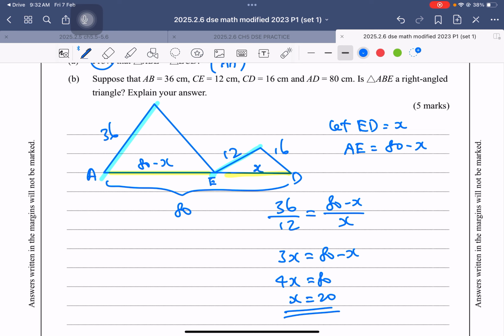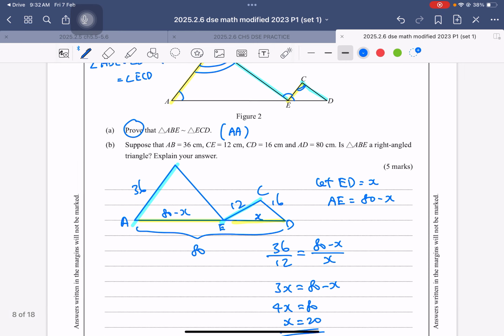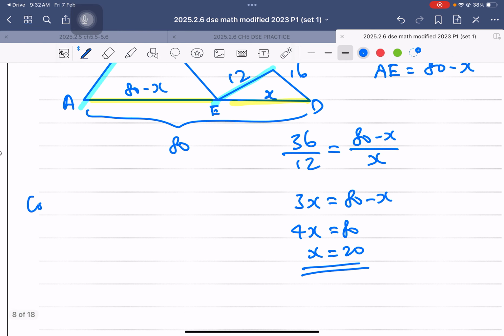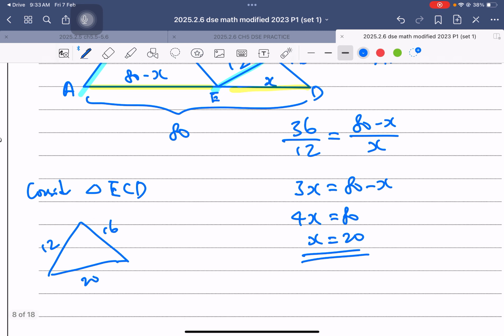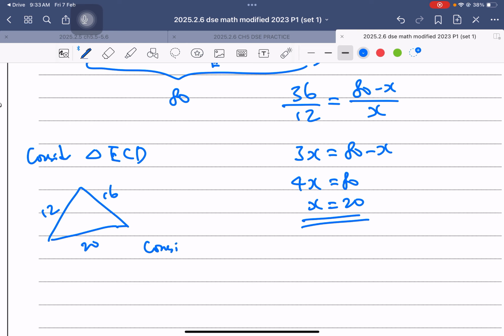So now we can consider the triangle ECD. We draw it out. This is 12, this is 16, this is 20. How do you prove this is the right angle? Converse of the Pythagoras theorem. What you need to write is we consider 12 squared plus 16 squared. Can you just write it equal to 20 squared? No. You write it down first, 400, and then you write consider 20 squared, which is equal to 400 as well.